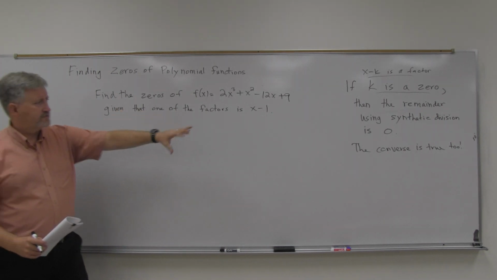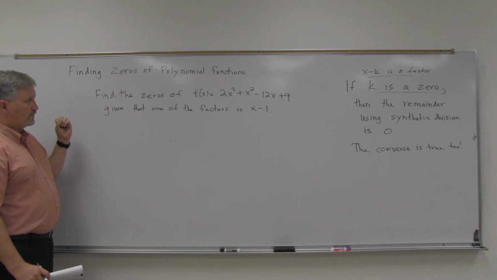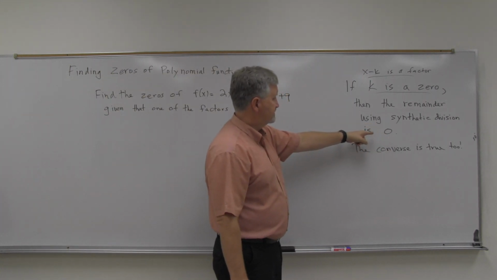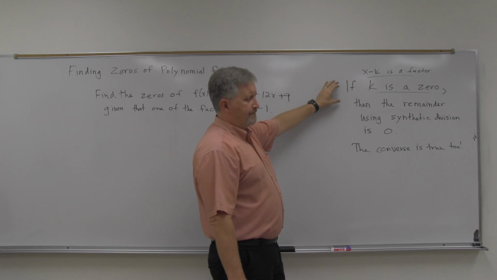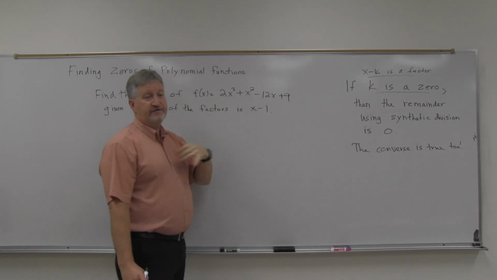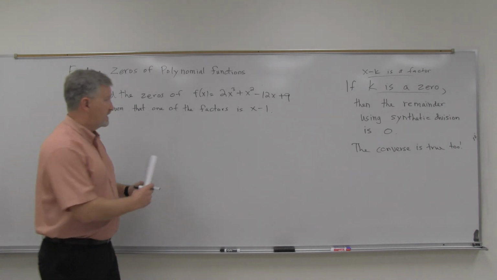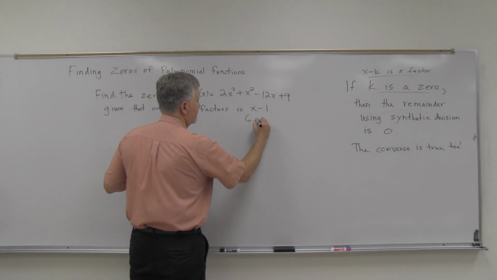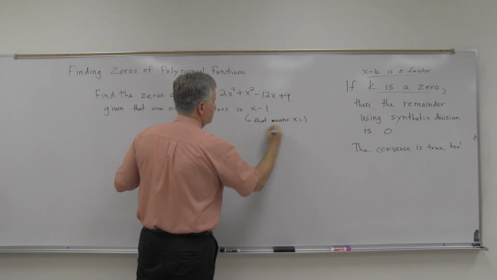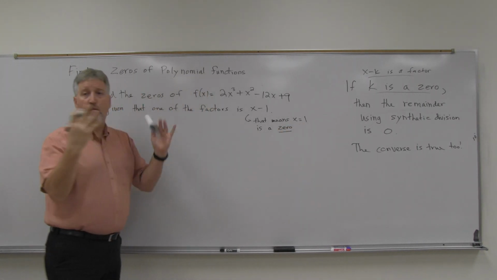to fit it into what we were just saying about synthetic division, if k is a 0, then the remainder, using synthetic division, is 0. So if I've got x minus 1 is a factor, what's the 0 of that? X equals 1. So that means x equals 1 is a 0. So we've got one of the zeros, all right?